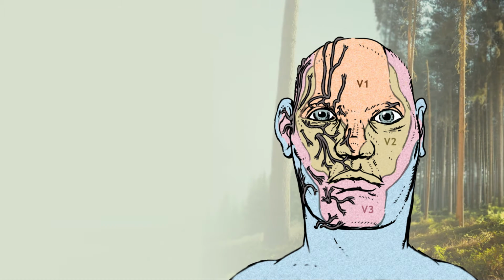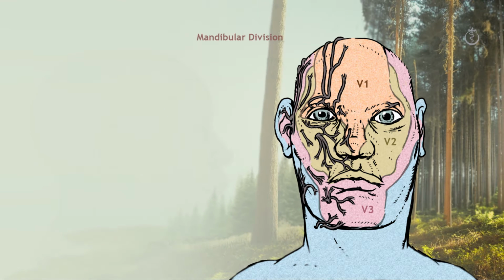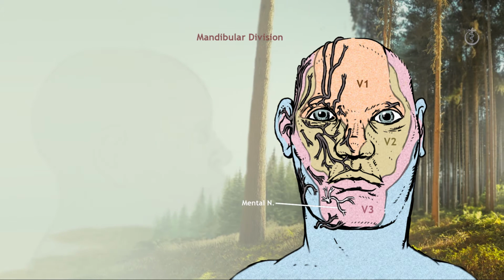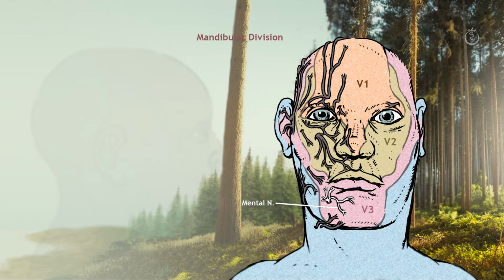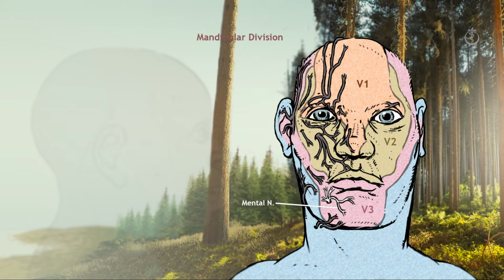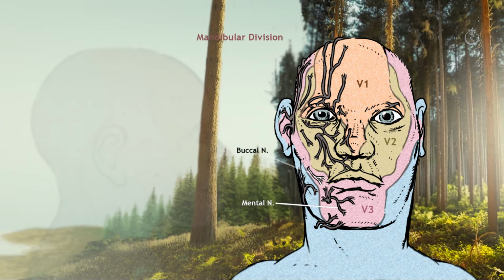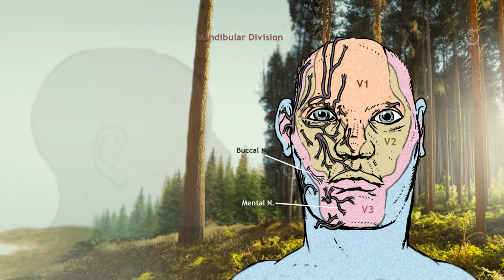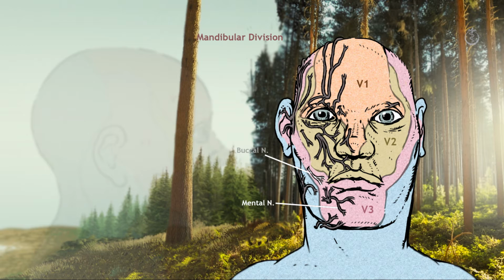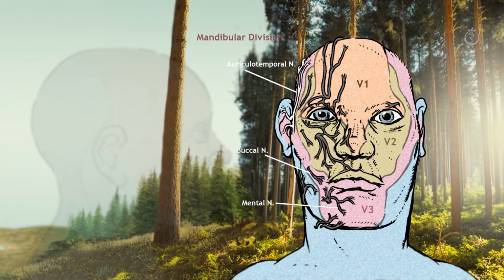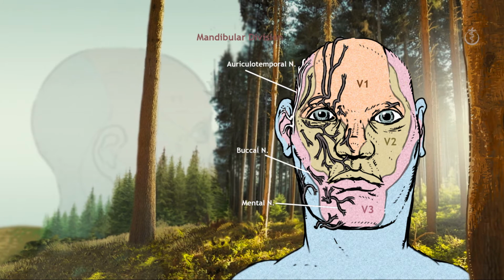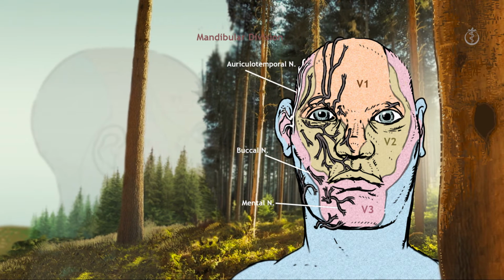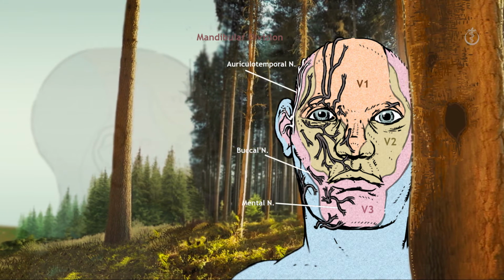3 more branches are derived from the mandibular division. These are the mental nerve, emerging from the chin and supplying the skin in the lower lip region around the chin. The buccal nerve, which supplies the area of the cheek. And finally, the auriculotemporal nerve, which has a large territory of distribution to the external ear, the temple, and well up into the scalp.